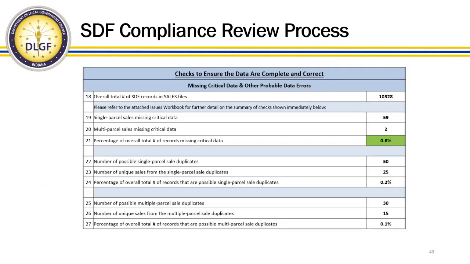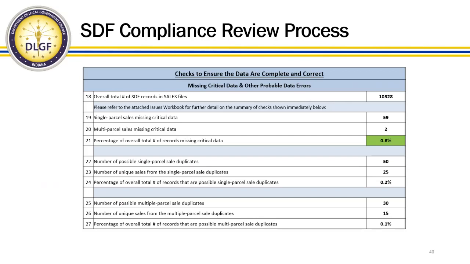So the next part of the compliance report actually pertains to the checks that we run to ensure that the data that you've submitted is indeed complete and correct. And the checks that are shown in this portion of the compliance report actually refer back to the different tabs that are on your issues workbook. So line number 18 is going to provide the overall total count of SDF records that you submitted in the Gateway Sales application side. So that's the total number of records that you submitted for 2021.